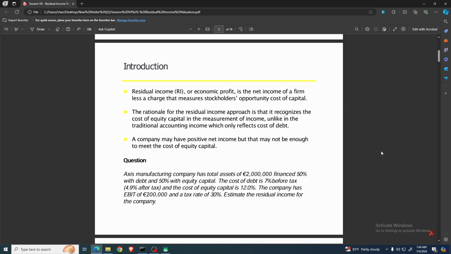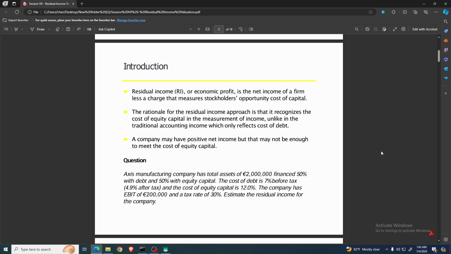So what essentially is the residual income? For the residual income calculation, first we need to understand the net income. So EBIT, earnings before interest and tax, is 200,000, and it says that taxes are 30%, right? So for the tax rate, we can essentially assume that the taxes are 30% of the EBIT.